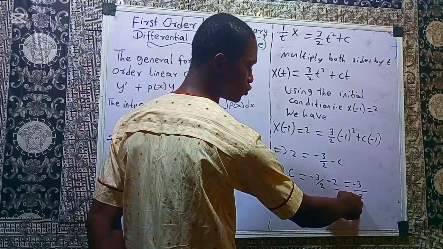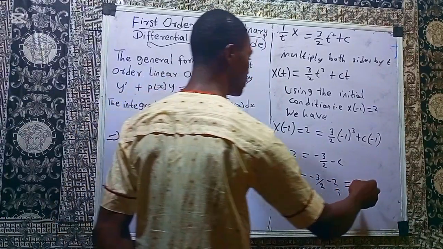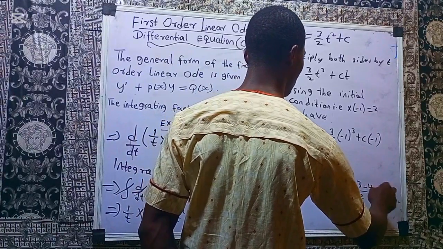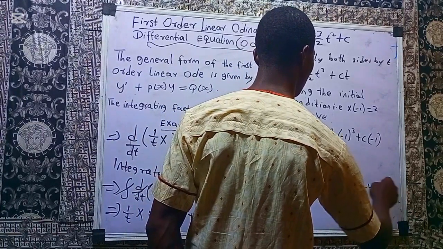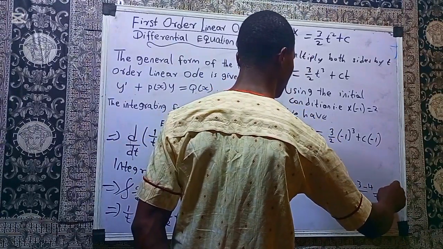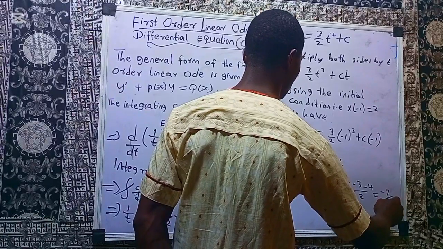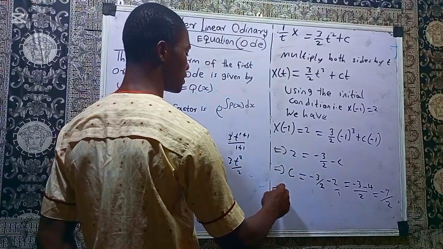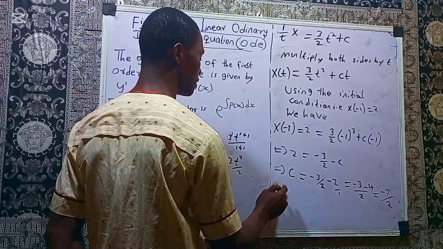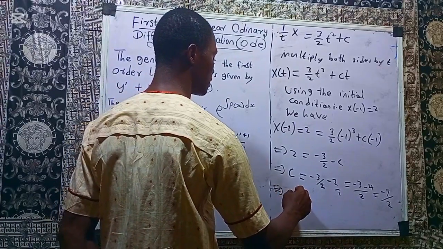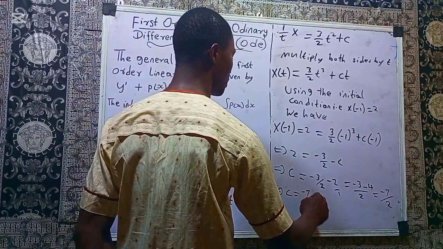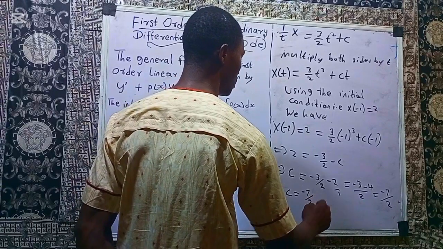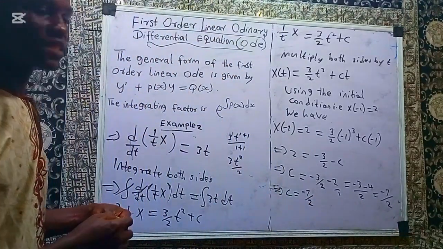1 divided by 2 is what? 2. Multiply negative 2, I have negative 4. So this is giving me negative 3, negative 4 is negative 7, divided by what? 2. So this implies that C is equal to negative 7 over 2. So that's C. C is negative 7 over 2.